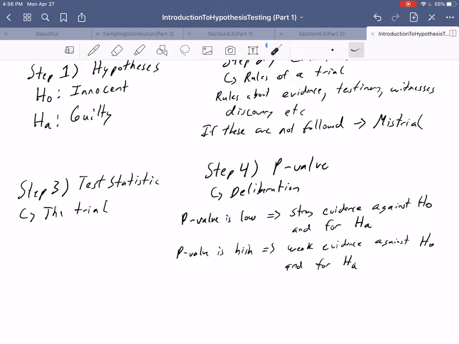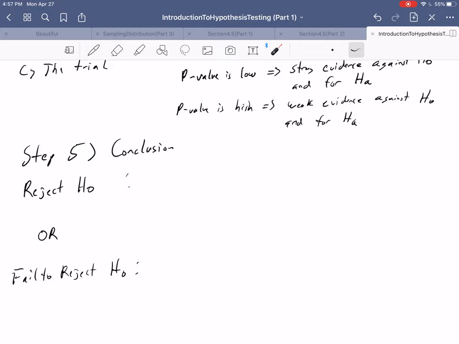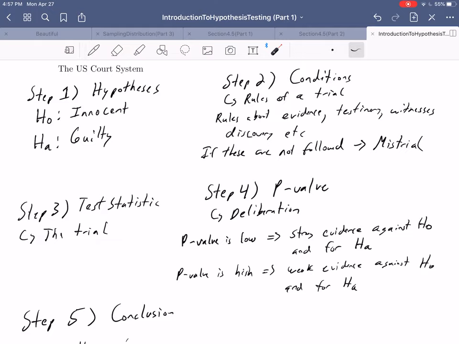All right, the last piece of this, step five, and this is the one we really want to talk about, the conclusion. So, remember we said that there's only two possible conclusions. You can reject H0, or you can fail to reject H0. So let's think about what those would mean in this context. Rejecting H0 means that you're throwing out your null and going with your claim. Let's think about what that would mean in this case.